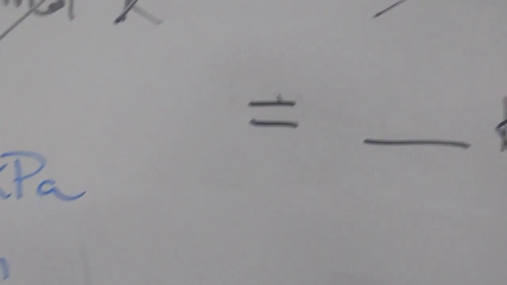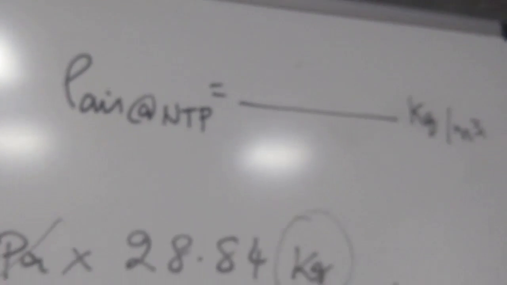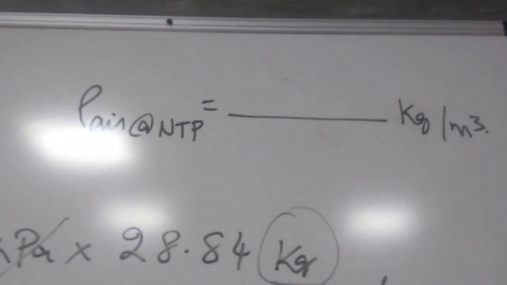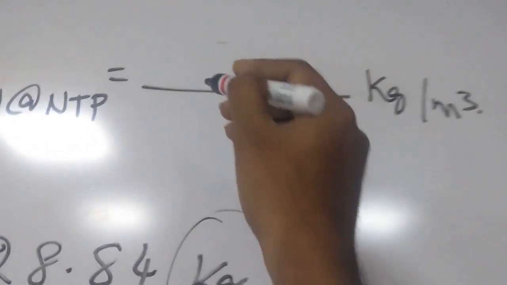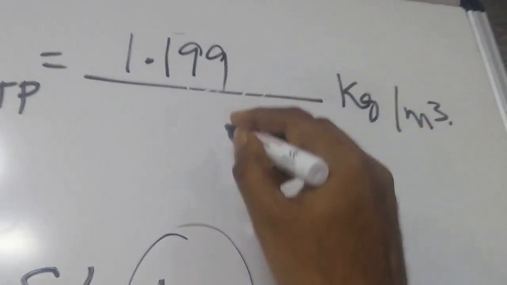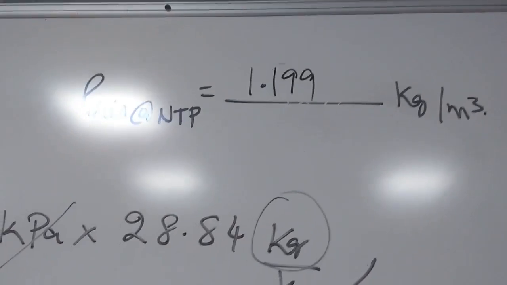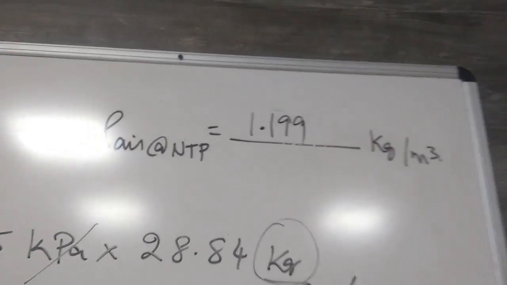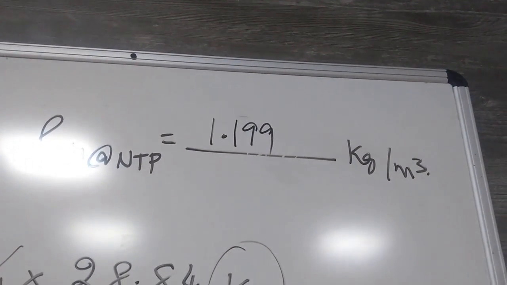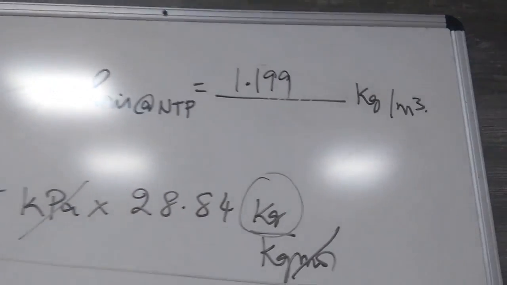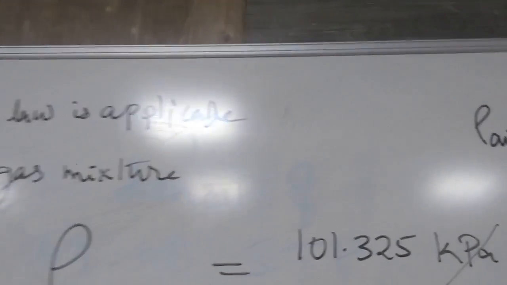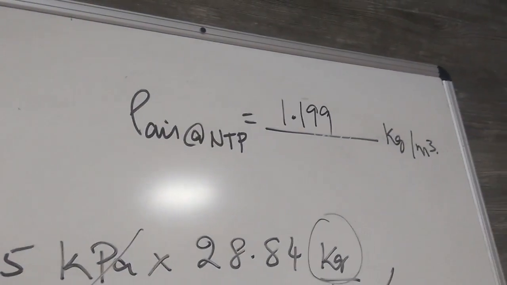So density of air at NTP is equal to, let me write here, density of air at NTP is equal to, so what is the value? Density of air at NTP is equal to 1.199 kg per meter cube. Density of air at NTP conditions is 1.199 kg per meter cube. So that is the answer. So that was asked, right? Density at STP condition and density at NTP condition.